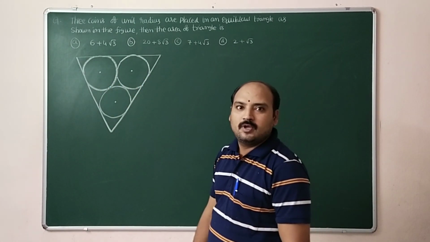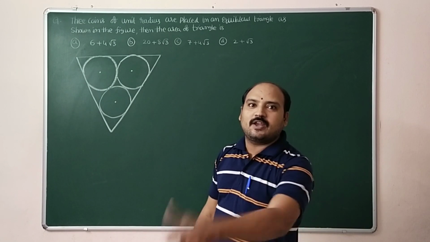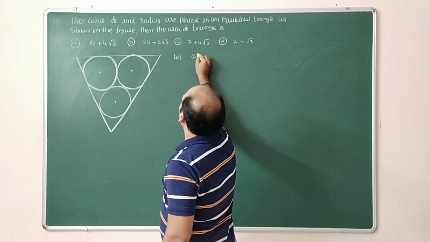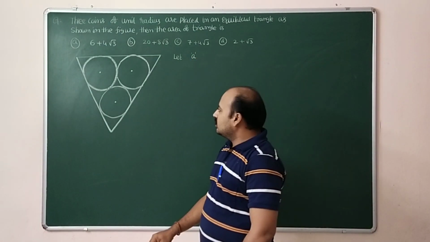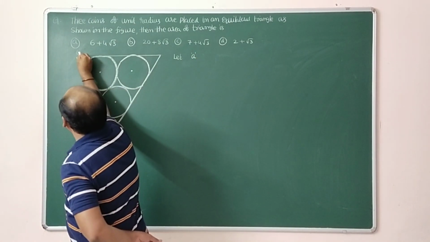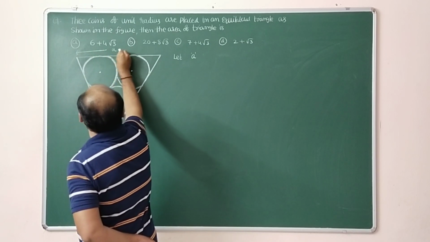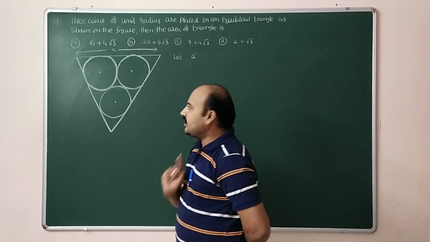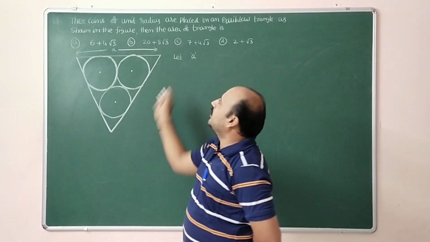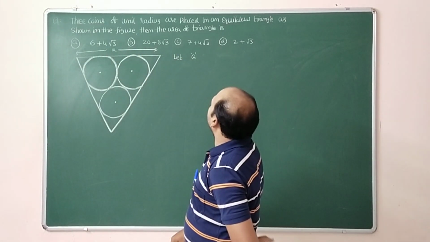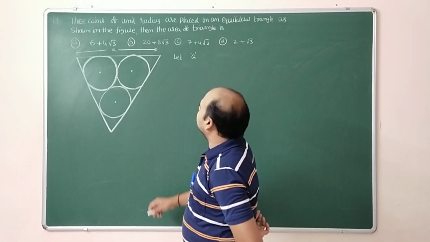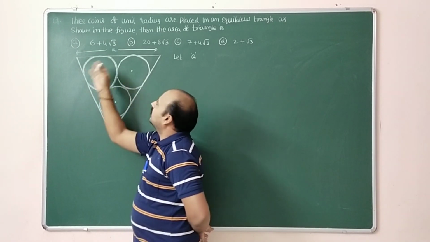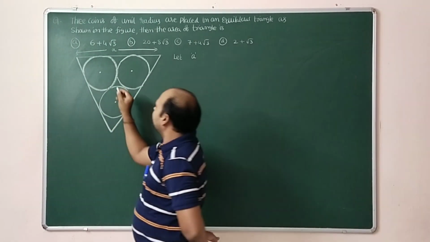Observe the figure. Equilateral triangle means all sides are equal. Let us consider the length of the side of the equilateral triangle is A. So from here to here the distance is A units. From here to here it is A units. Observe carefully, the three coins of unit radius are placed in an equilateral triangle. All are coins, which means they represent circles.